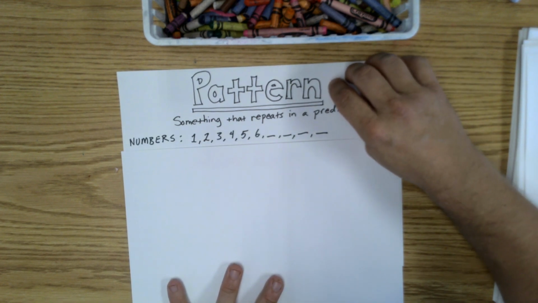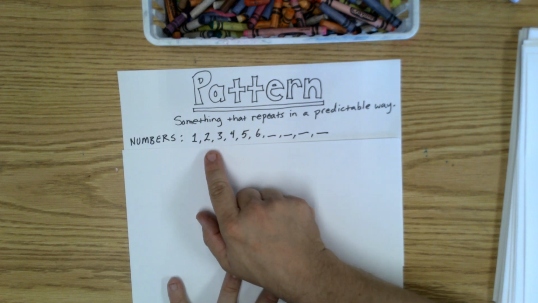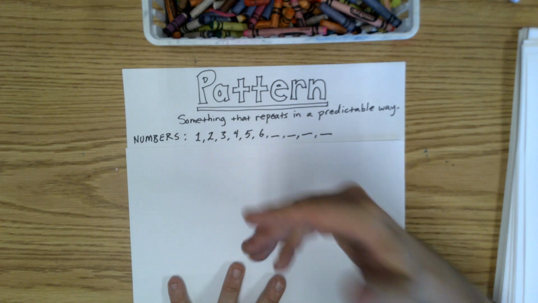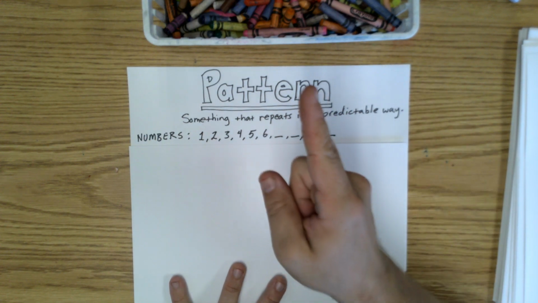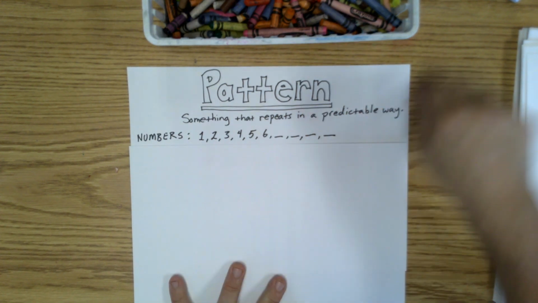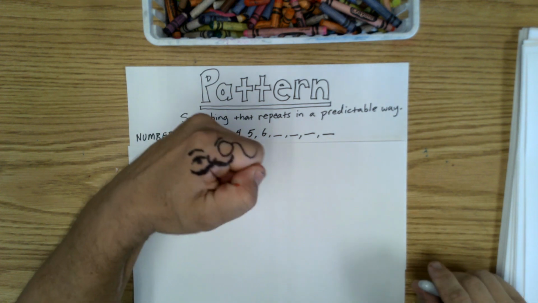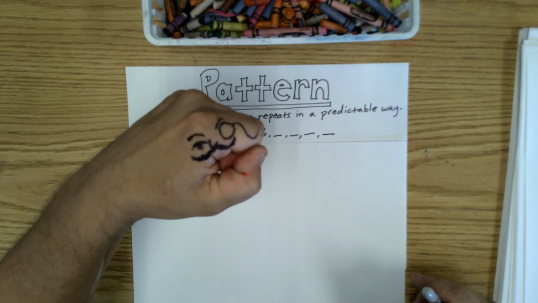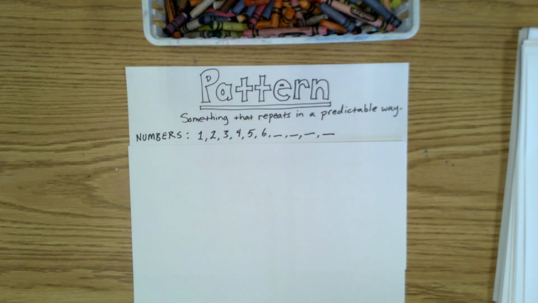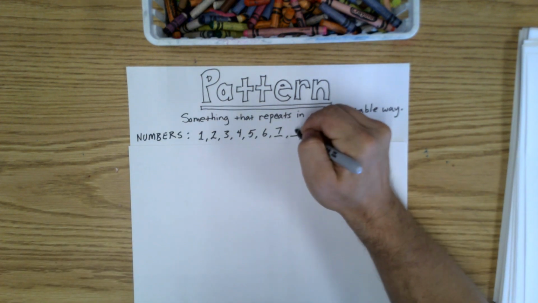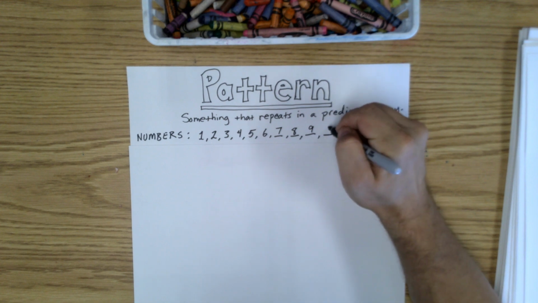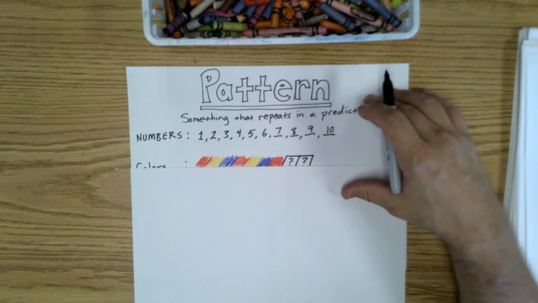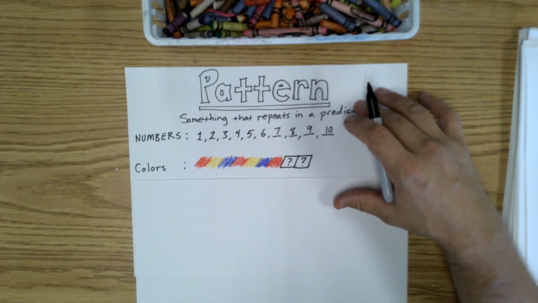If I were to count 1, 2, 3, 4, 5, 6, what numbers would you think would come after that? Well, I would probably say 7, 8, 9, then 10. You'd be correct. 7, 8, 9, and 10. So numbers can have patterns. What if we said colors have patterns?